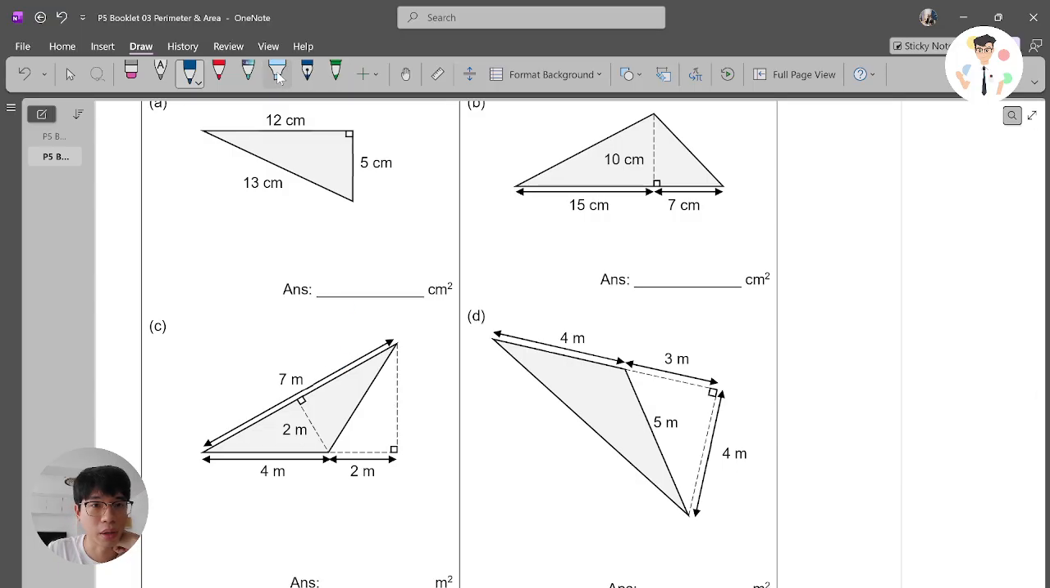No. This question C is specially designed to remind you that there are more than one way of calculating the area of a triangle.